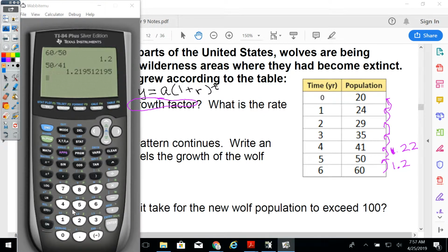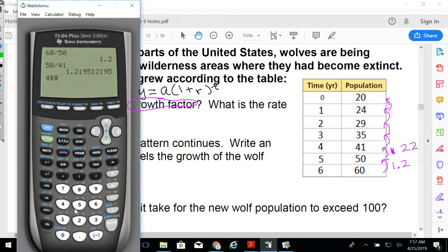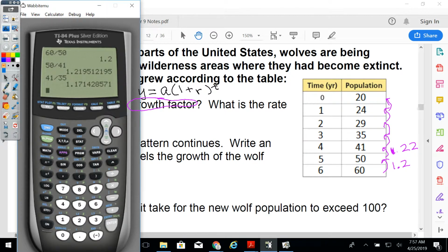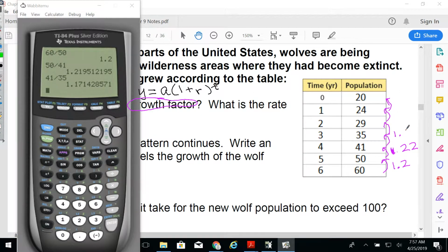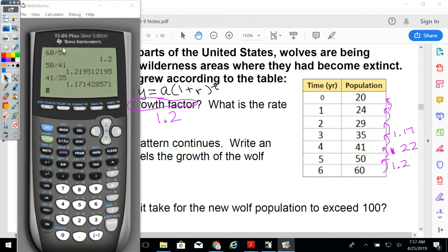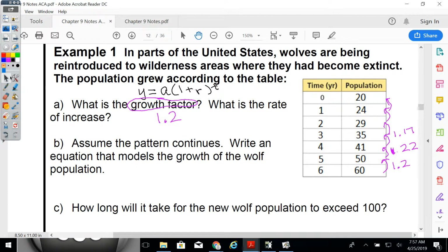So one more. If we do 41 divided by 35, we get 1.17, which again, if we were to round to one decimal place, would round to 1.2 as well. So I'm just going to say the growth factor is 1.2. So this is going to be the base of our function here. This is the 1 plus R.